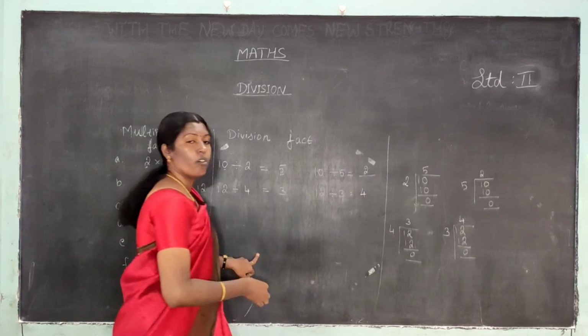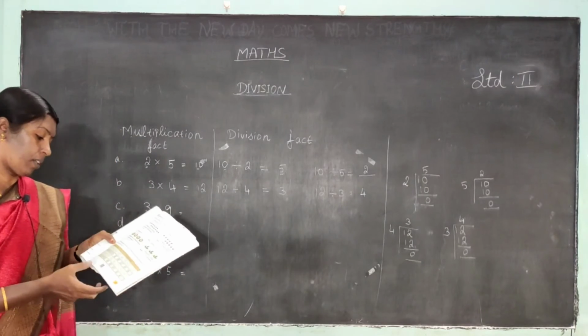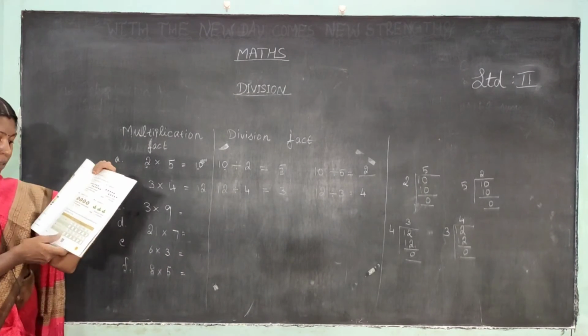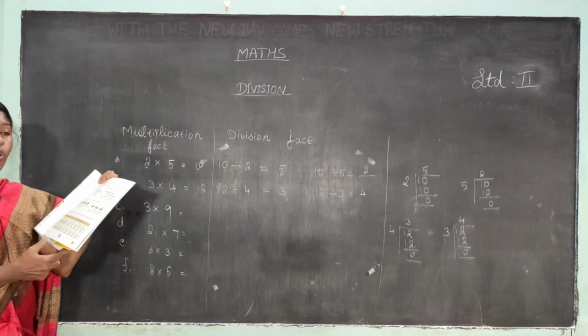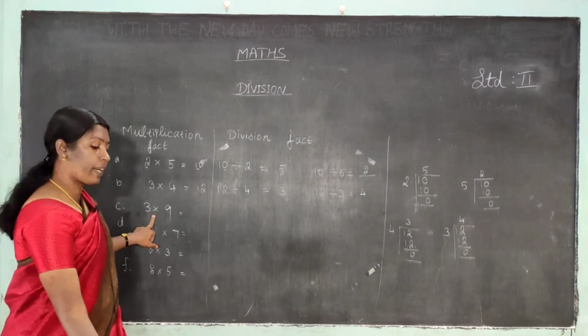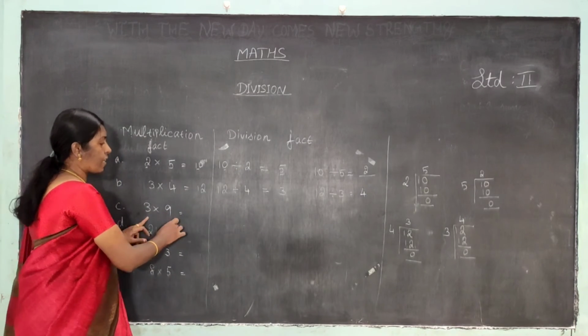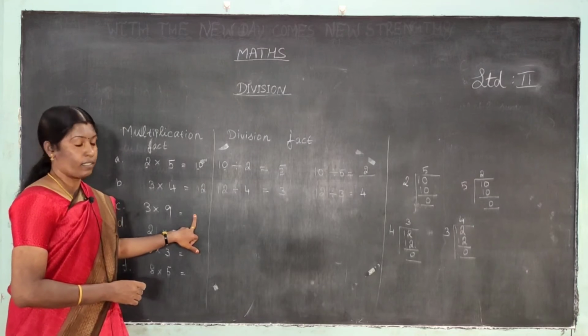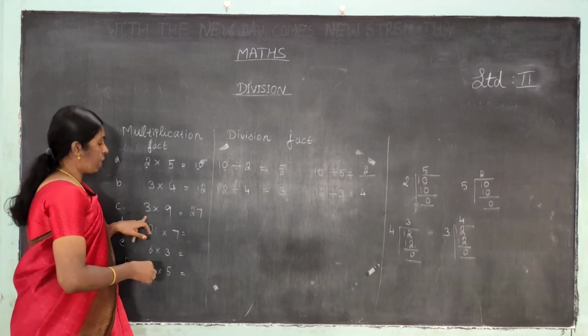When you divide 12 by 3, the answer is 4. Okay. Next, see that page number 79, these last two. This is for homework. You see 3 into 9. What is it? 3 9s are, what is the answer? You write here. 3 9s are 27.